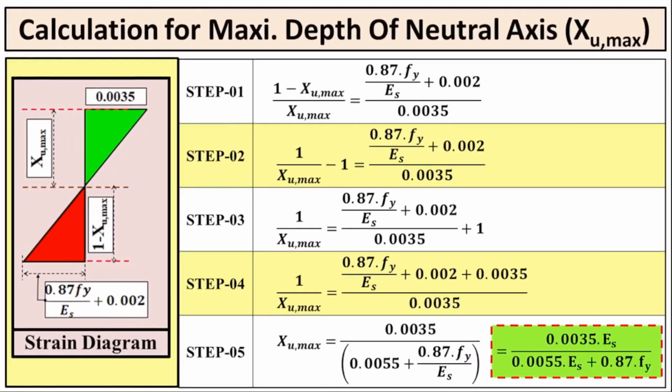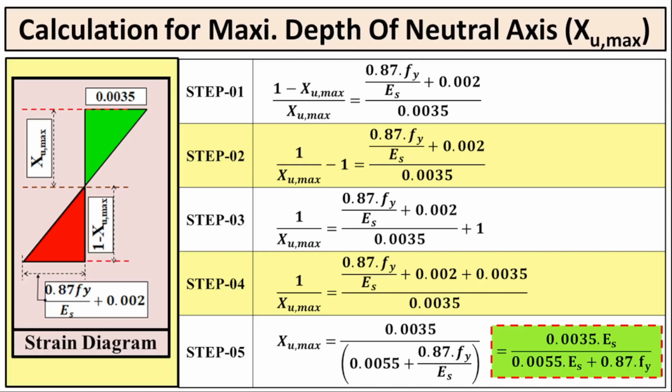This slide details the calculation of the maximum depth of the neutral axis, denoted as XU max, for a singly reinforced section. We begin with the strain diagram for a balanced singly reinforced section. As shown, the diagram consists of two right-angled triangles oriented in opposite directions. From geometric principles, the ratio of the vertical sides of the red and green triangles is equal to the ratio of their corresponding bases. In step 1, we establish this relationship.